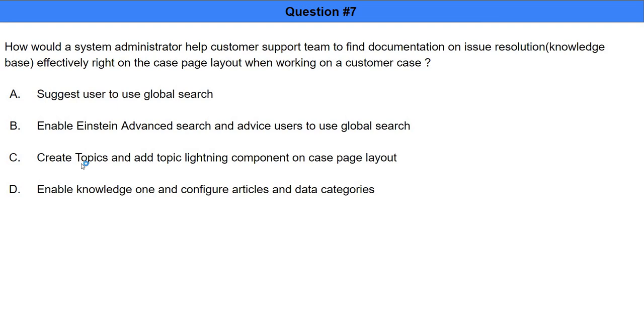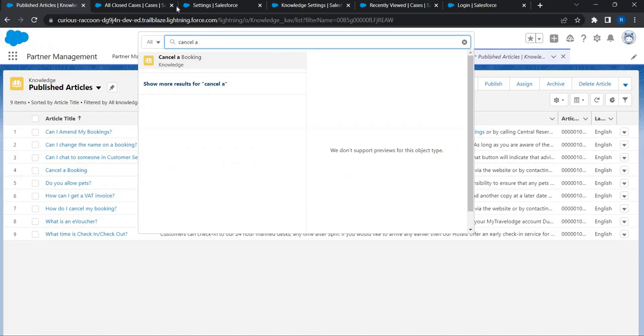And talking about create topics, the topic feature in Salesforce is just to manage records, or group your records under a particular topic for better management. So this is also not quite relevant in this case. So looking at the last option, enable Knowledge One and configure articles and data categories is the right answer. Let's see how we can do it and why we say this is the right one. So this is how it will work.